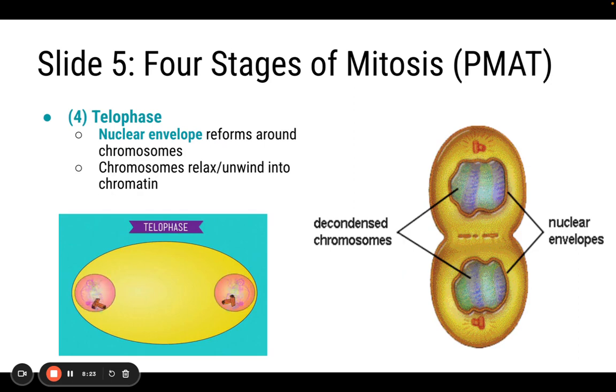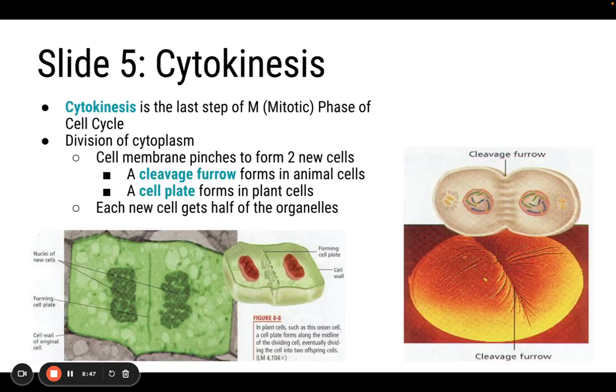Telophase occurs next, where around the different poles where the chromosomes were pulled, a nucleus will form around those chromosomes. The chromosomes now can relax and unwind into a less bundled state called chromatin. So chromatin again is made of DNA. It's just not as tightly coiled up as we see in a chromosome. This concludes mitosis, or PMAT, where the nucleus divides.